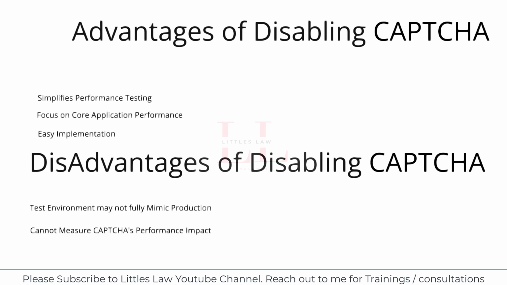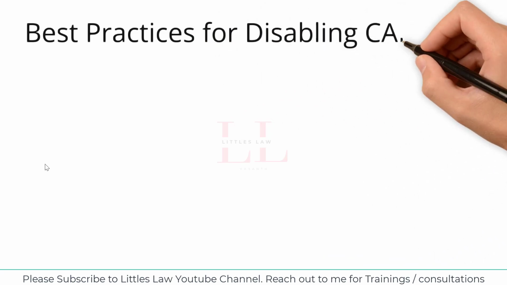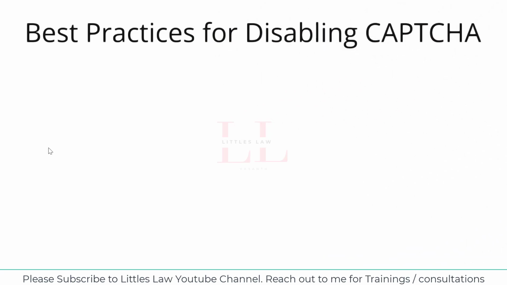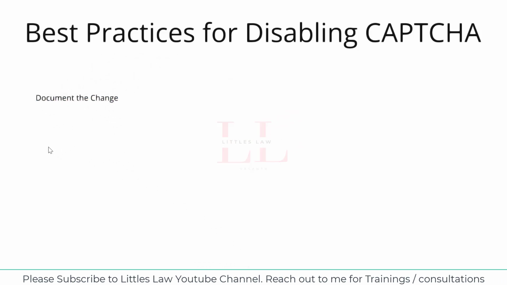And now we'll see the last part, which is the best practices for disabling the CAPTCHA in performance testing. The first thing is we have to document the change. We always have to keep a record of when the CAPTCHA was disabled and ensure that it is re-enabled after testing. So when you're disabling the CAPTCHA, make sure you're documenting the change and keeping a record of when the CAPTCHA was disabled and when it was re-enabled after testing.